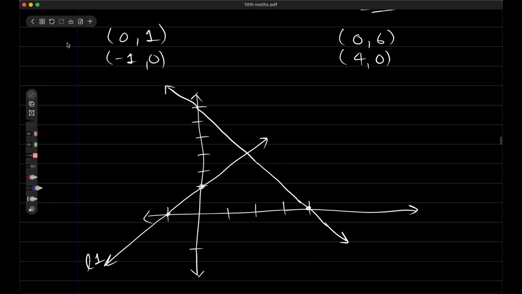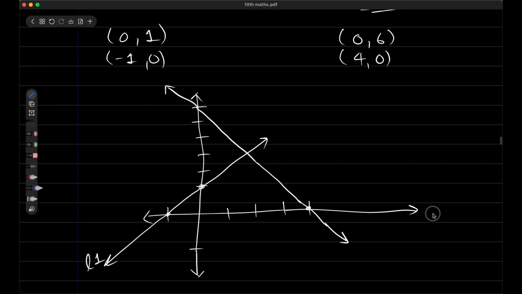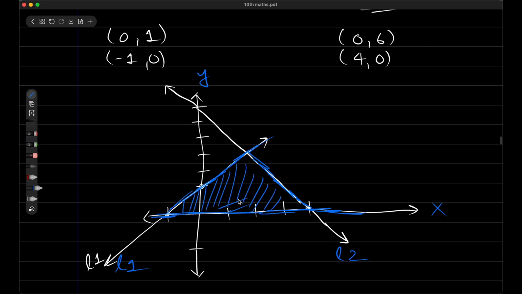We have to form the region, that is the x-axis and the two lines. So the region is the x-axis and the two lines, that is L1 and L2. So the region is this, the x-axis and these two lines. So the region is the triangle A, B and C.